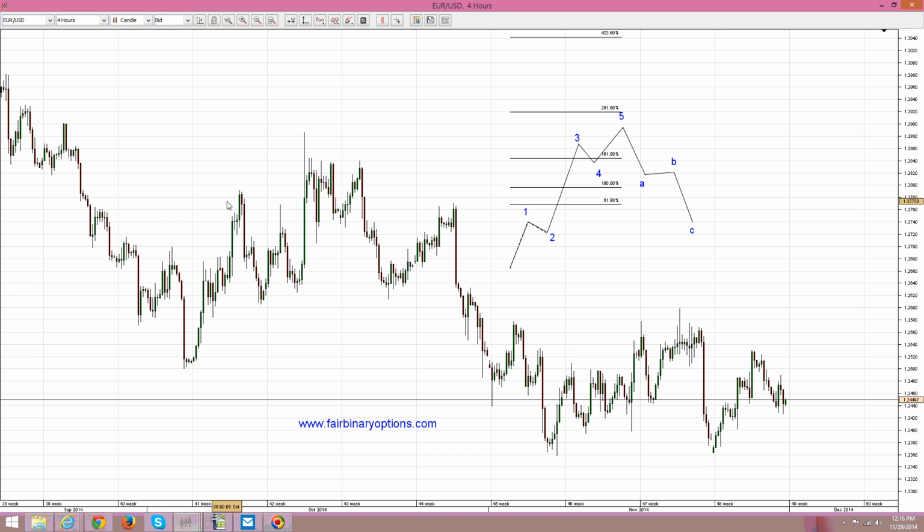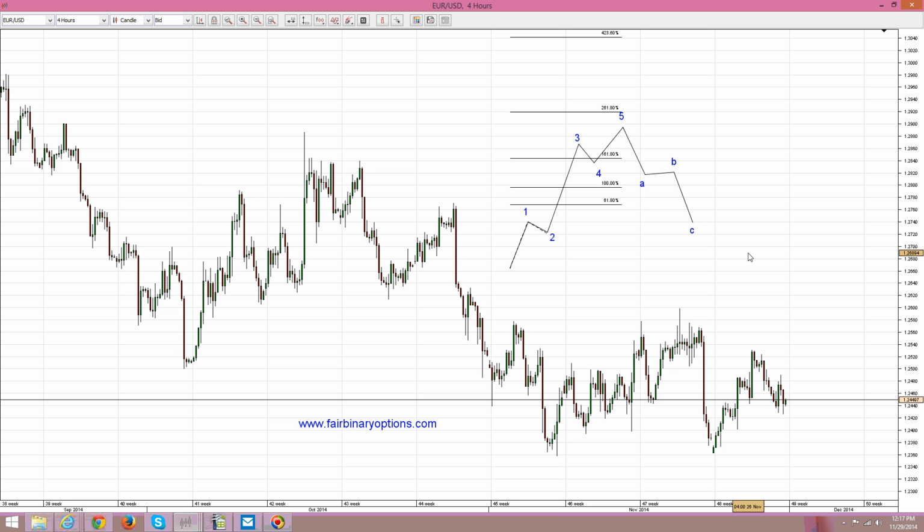Moving on with the second part of our project here on FairBinaryOptions.com. The project is called Elliott waves, and basically how to use the Fibonacci tools, both expansion and Fibonacci retracement, when trading with Elliott waves.